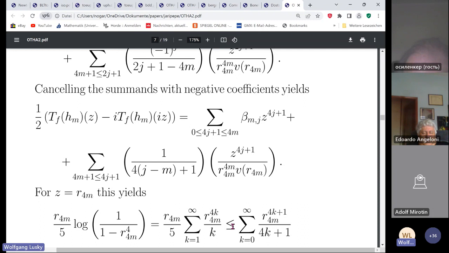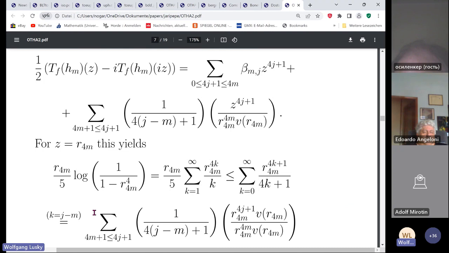And I add as first summand the corresponding summand where k is equal to 0. And now the only trick left is to change the summation index. I replace k by j minus m. And down here, if I replace this, I have these coefficients, and they are exactly the coefficients up here. And over here, I have to replace k by j minus m. And for the minus m, I put r to the 4m down here.